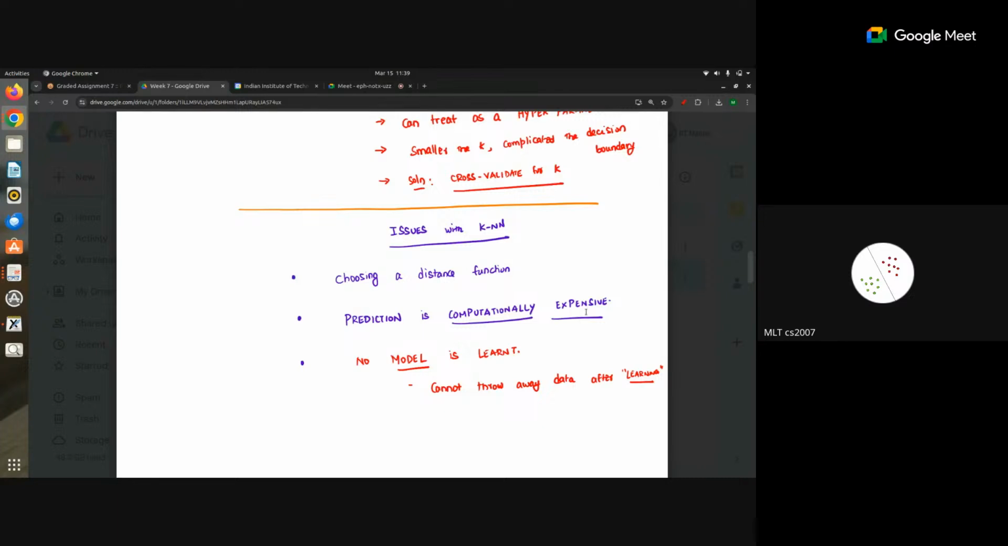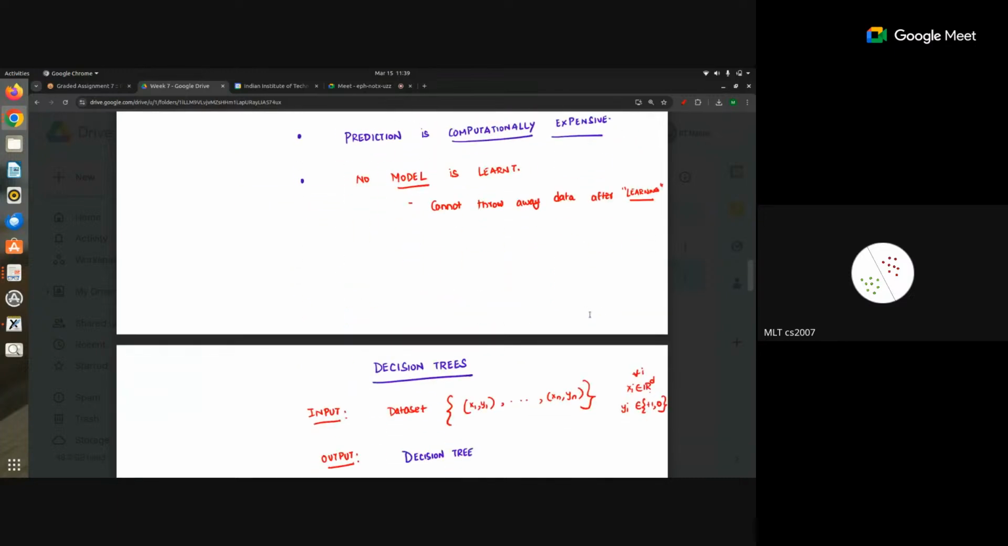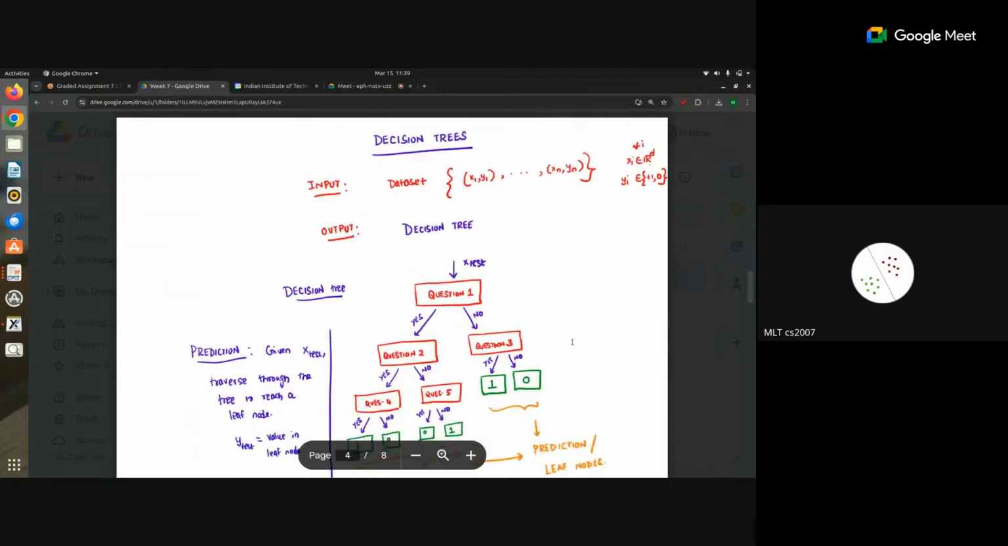That's why we need another method to use for these classification problems. So the next simple method was decision trees. What do decision trees do?